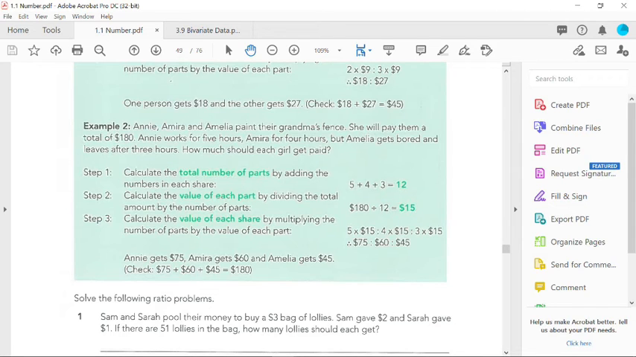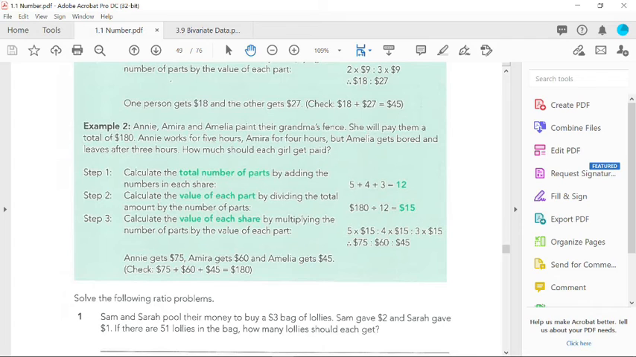Yeah? So the first one got 5 shares of 15, so 5 times 15 means she earned $75. The second one got 4 shares, so 4 times 15 means she got $60. And finally, the last one got 3 shares of 15, or $45.